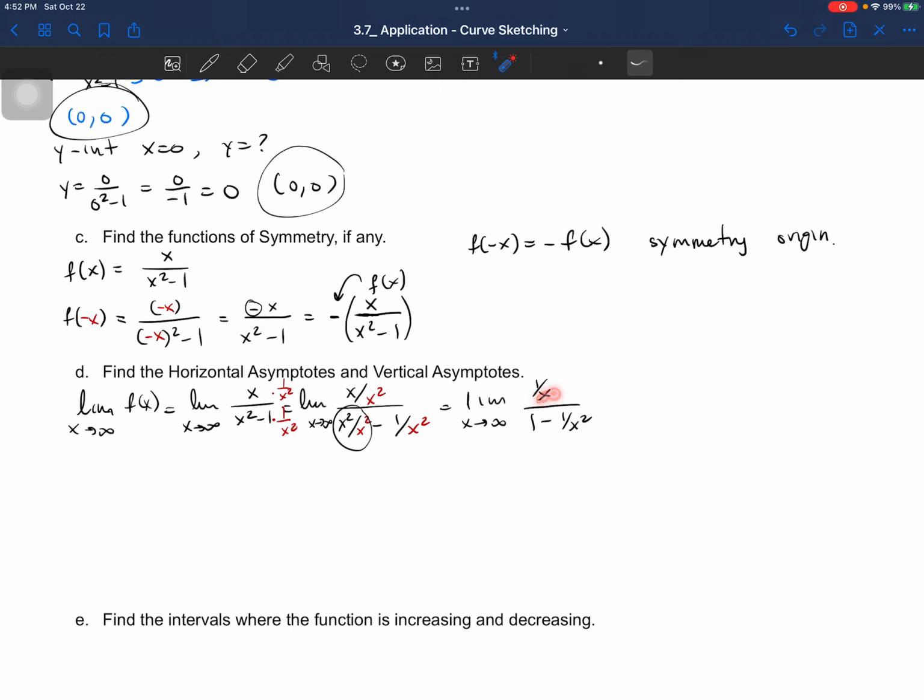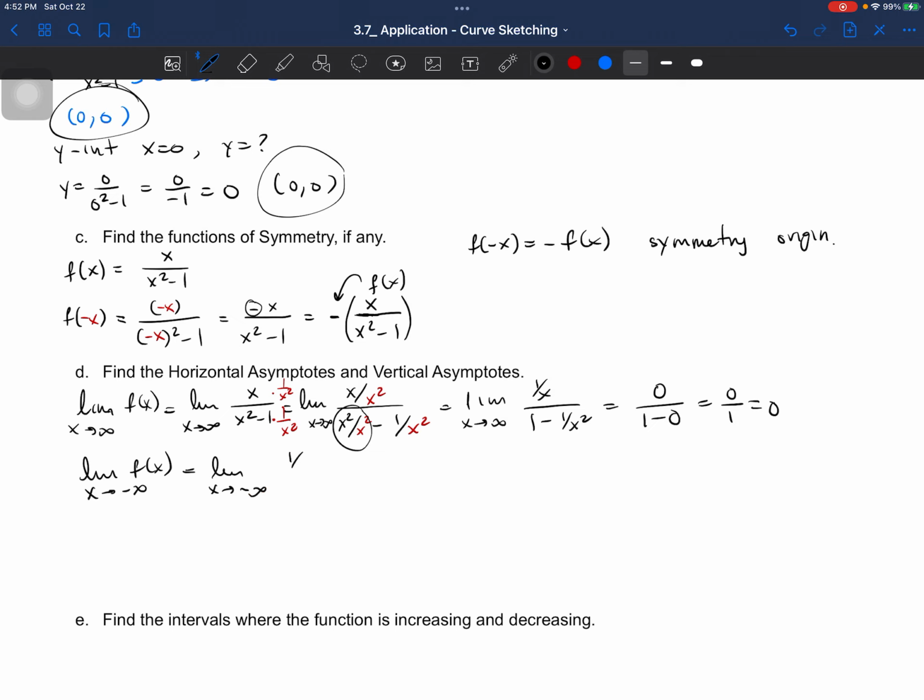So 1 over a number that's becoming very small, very large. This is going to infinity. I'm sorry, this is going to 0. Sorry, I meant 0. This goes to infinity. Then this whole thing goes to 0. Same thing happens with this. This is going to 0. So what we have here is 0 over 1 minus 0, which is 0 over 1, which is 0.